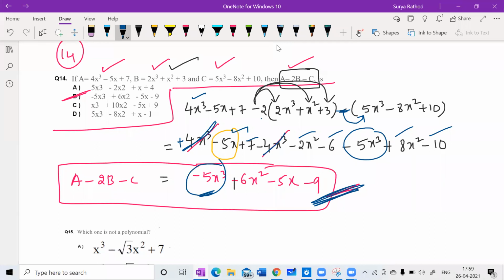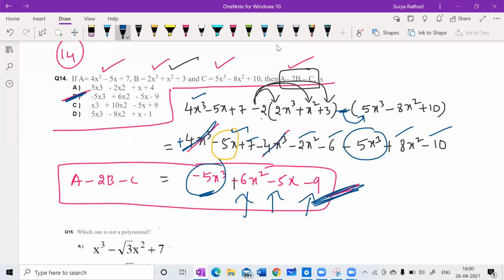Why? Because I have only one option, which is minus 5x cube. Absolutely minus 5x cube. B is the right answer. No need of calculating this x term, x square terms, and constant terms. Why? Because that is the smartest way to click the answer immediately.